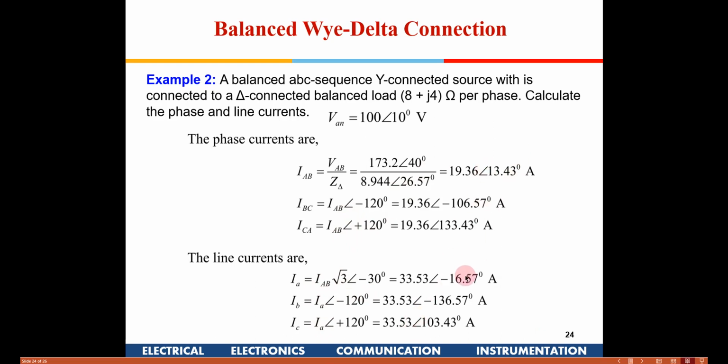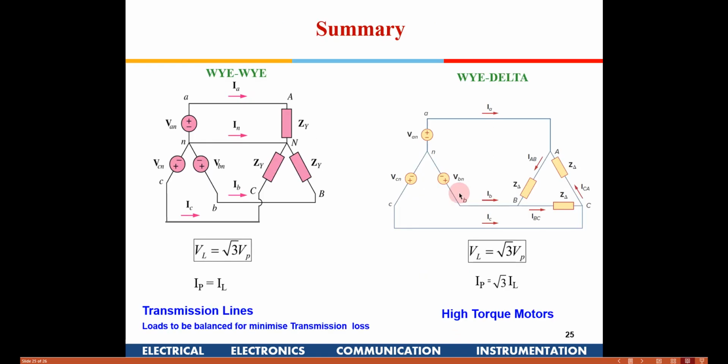Then these three, the magnitudes remain the same, and they differ only by a phase of 120 degrees from each other. So this is known as a balanced wye-delta connection. If we summarize what we have learned today, we learned the wye-wye connection, in which the line voltage is given as root 3 times the phase voltage, and the phase current and the line current are the same.